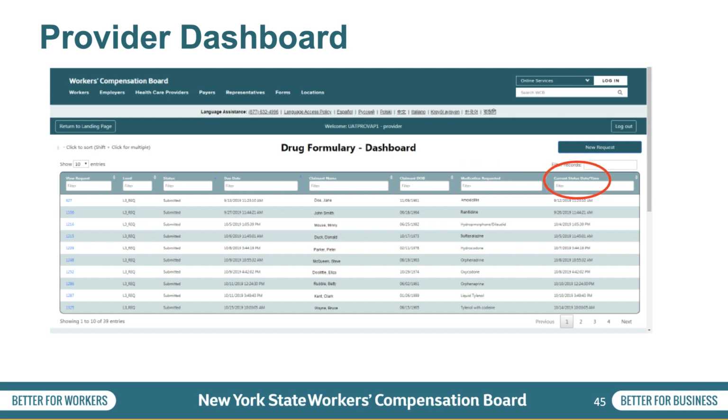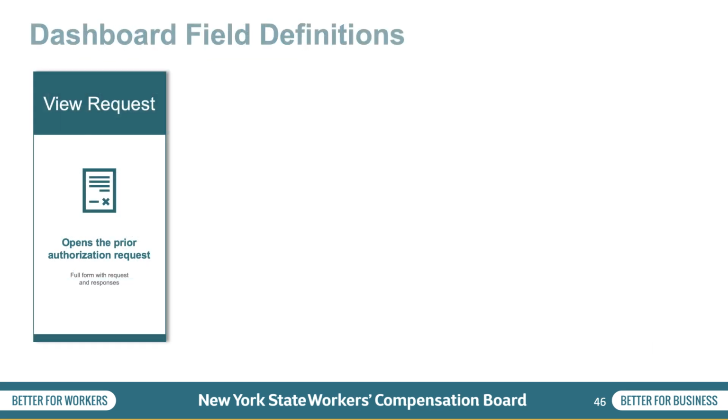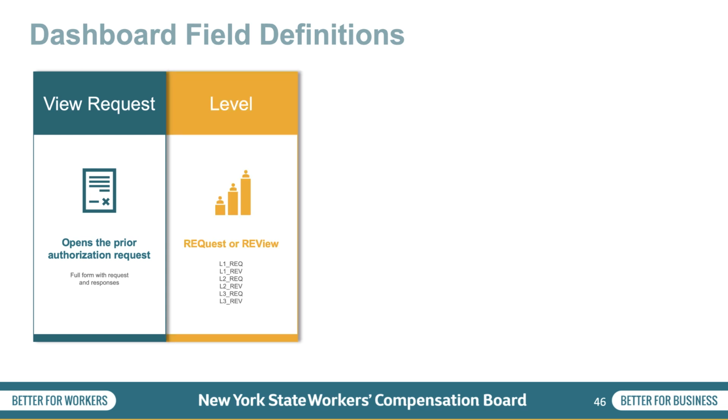Each column of the dashboard can be sorted. It's also possible to filter based on the contents of each of the columns. Finally, the provider can do a search of all records by entering a term they're searching for. View Request provides a link that, when clicked on, will open the prior authorization request form and show all information submitted up to that point. The level corresponds with the level of either the request or the review. For each level, 1, 2, and 3, there may be a request status and a review status.